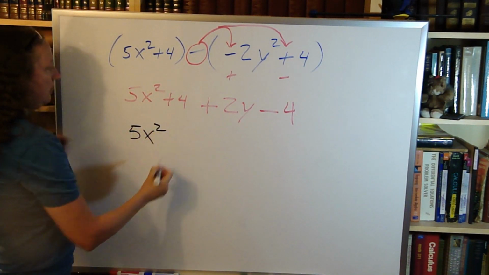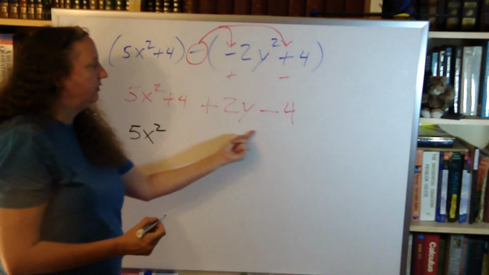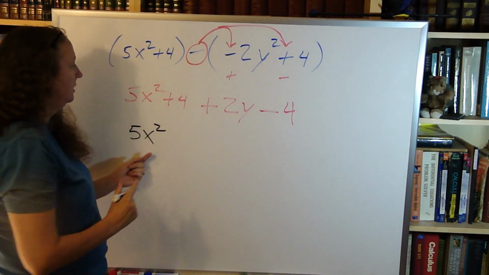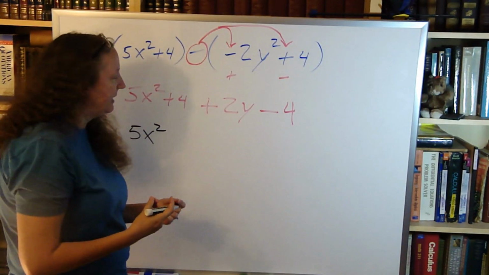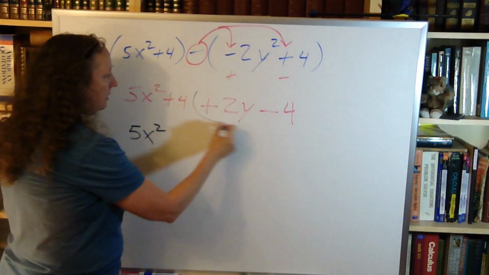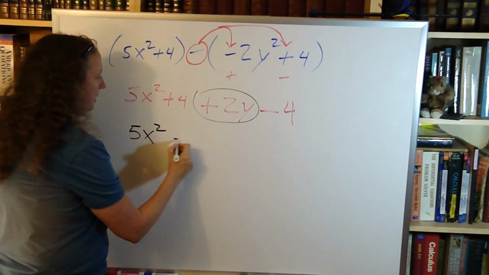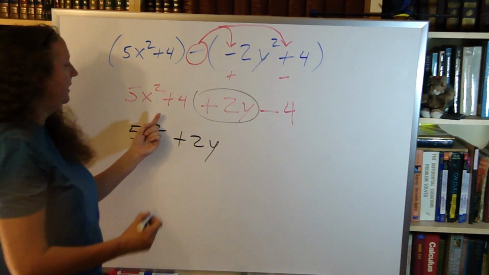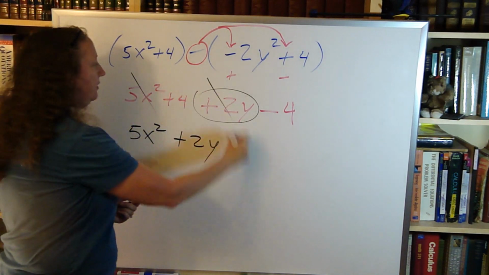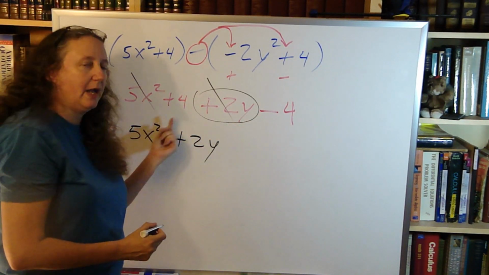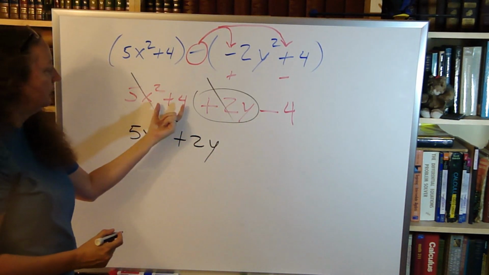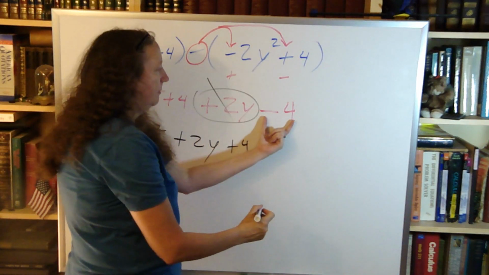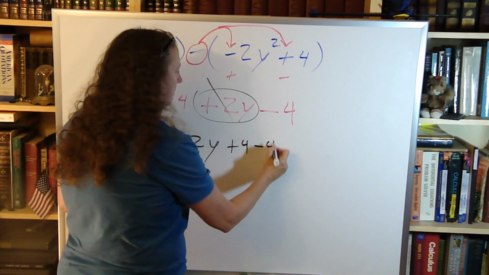5x squared. Do I have any other x squareds in here? No, no other x's whatsoever. So then I go to my next letter of the alphabet. That's my 2y there. So I have plus 2y. Anything else? Okay, that one's done, that one's done. Anything else with a y in it? No. So I go to my constant, plus 4. My other constant, minus 4.